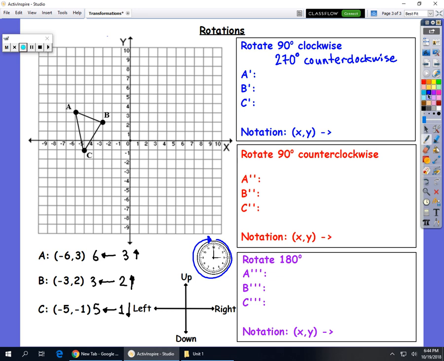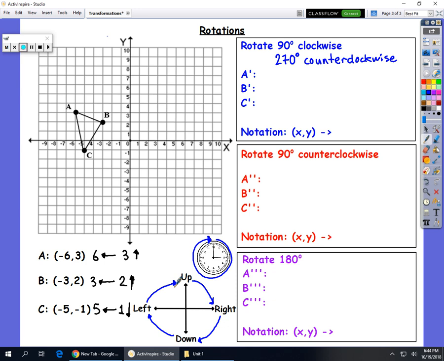So we want to rotate this 90 degrees clockwise. That means if you were walking up and we asked you, hey, don't go up, go 90 degrees clockwise of what up should be. 90 degrees clockwise of up is right. In the same way, 90 degrees clockwise of right is down. 90 degrees clockwise of down is left, and 90 degrees clockwise of left is up.